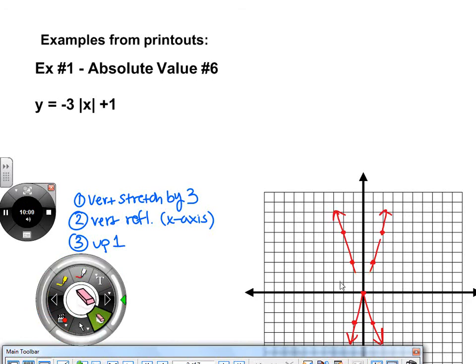All right, and then the last transformation that needs to occur is I then need to shift my graph up 1. Okay? So every point is going to go up 1. They're going to be the same distance away from each other as they were before. So you can see there the final graph.